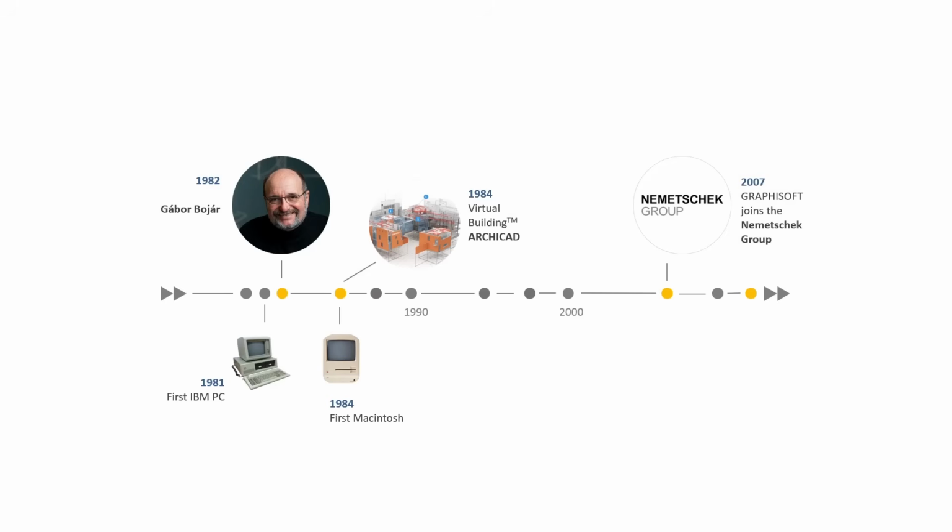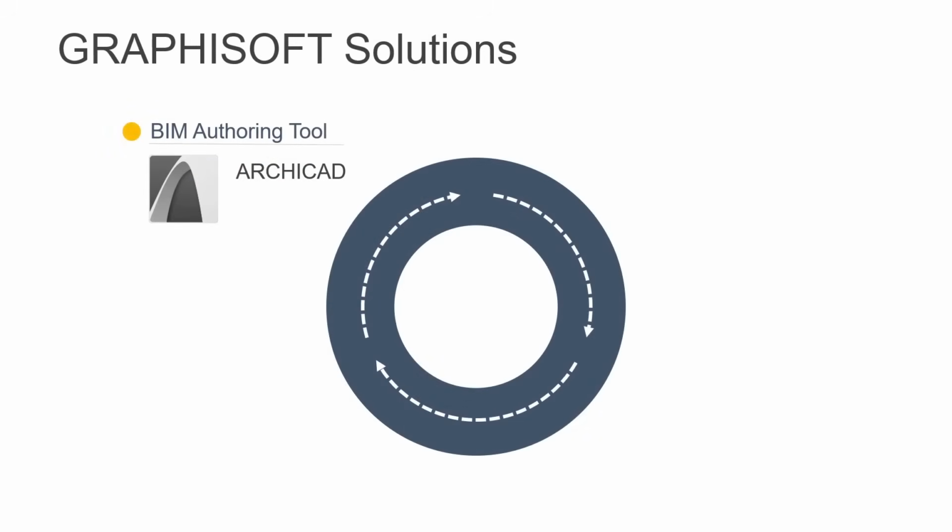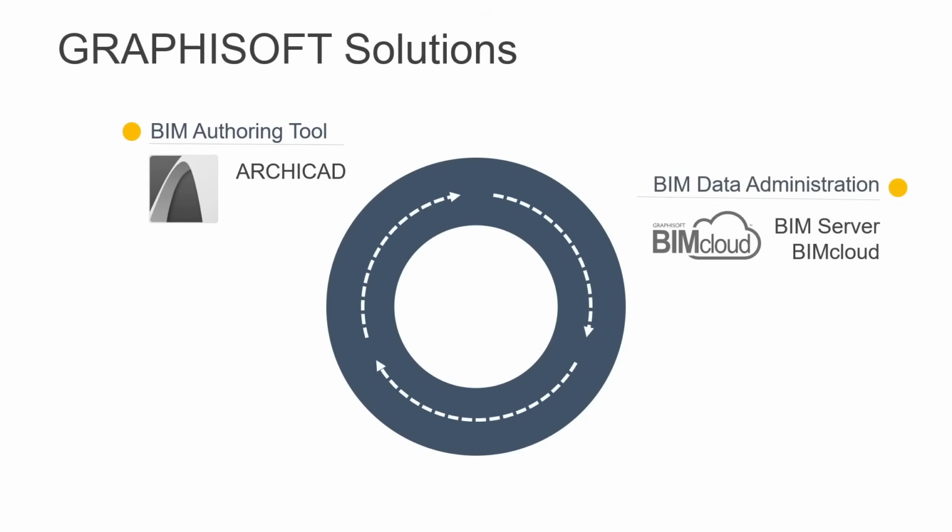Since 2007, Graphisoft belongs to the German software holding company, the Nemetschek Group, and continues to drive a whole entire ecosystem of BIM solutions. So we have Archicad, our BIM application, and because architects and designers and engineers need to collaborate with each other, we also offer BIM Cloud and the BIM Server as a collaboration solution. And last but not least, we have BIMx, our award-winning mobile 3D viewer with which everyone, even non-professionals, can view ARCHICAD BIM models on the go.